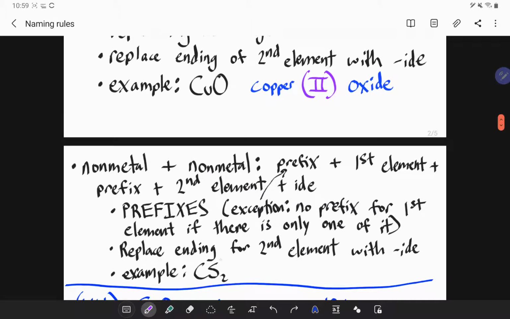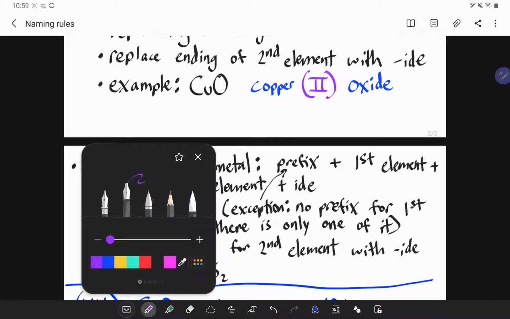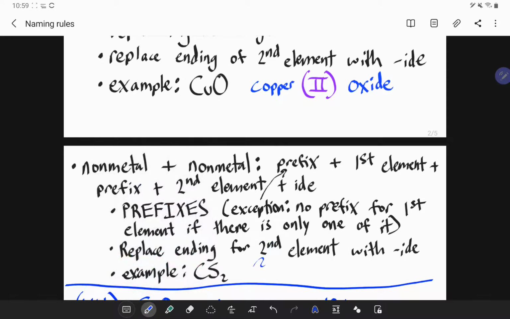All right, so CS2 is our example that we're going to solve. So C is carbon, so let's write that down. So we have carbon, and S is sulfur. So I'm going to write down sulfur. But we next need to count how many of each we have. We have 1 carbon, and that's going to fall into our exception. If we only have one of the first element, we are not going to write a prefix. So no prefix written here.